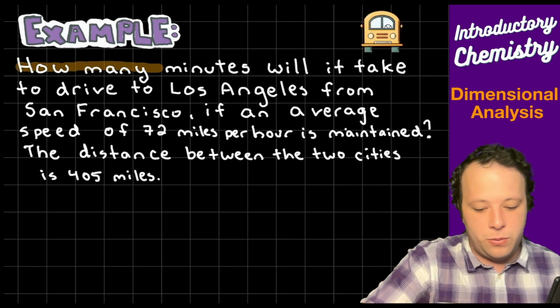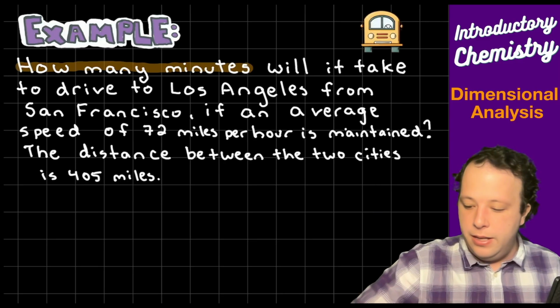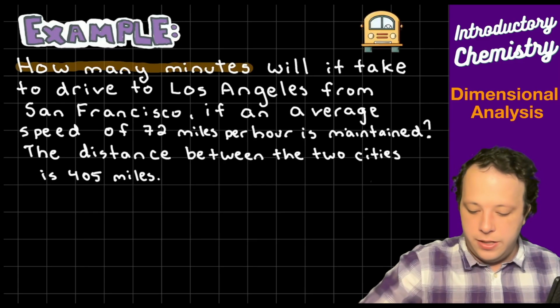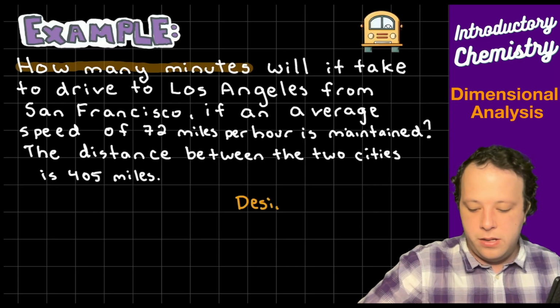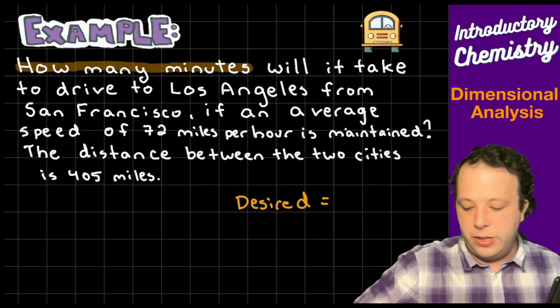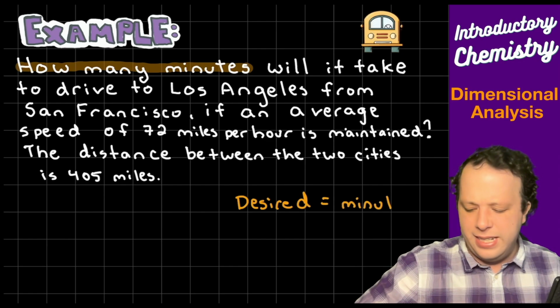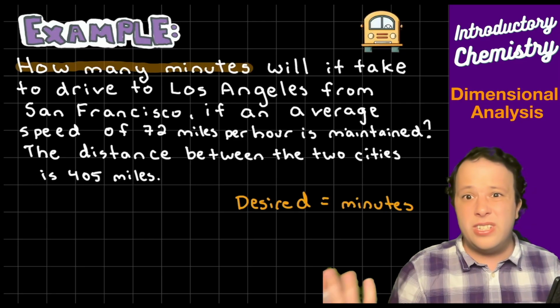So what we're going to do is highlight that, and write down here our desired. So desired is minutes. Okay, so it's in the first line. It's not always in the last line. Sometimes it's earlier, or it's earlier than that.